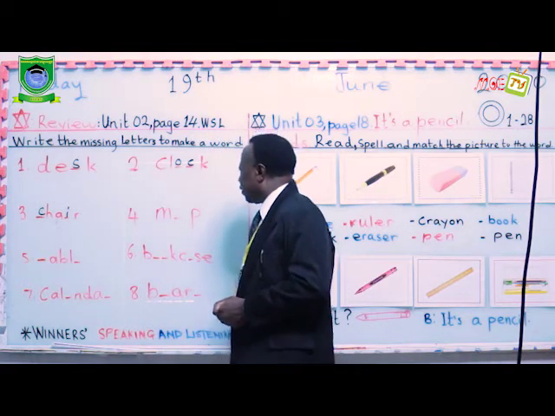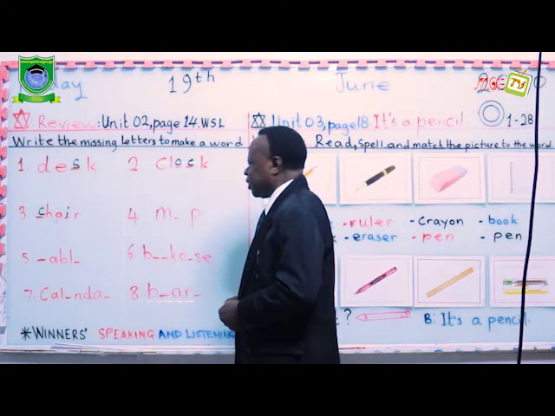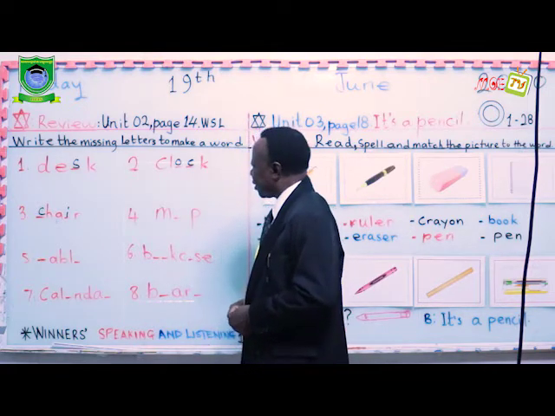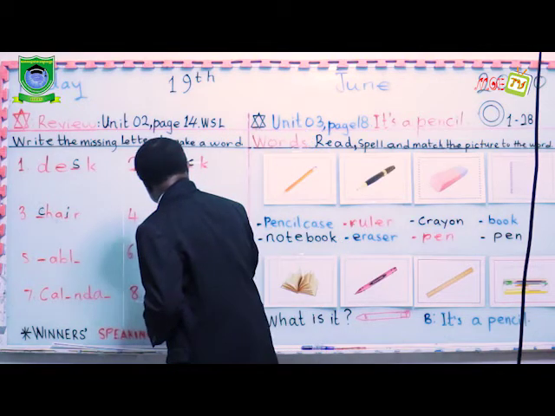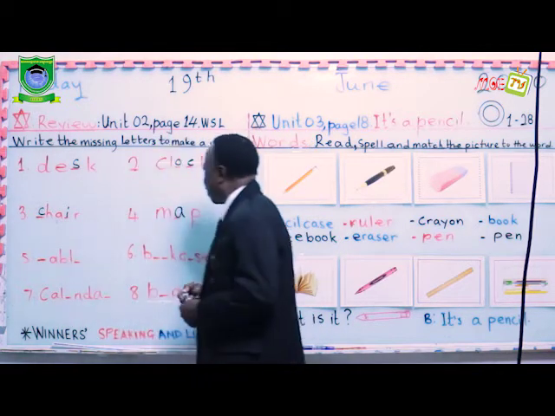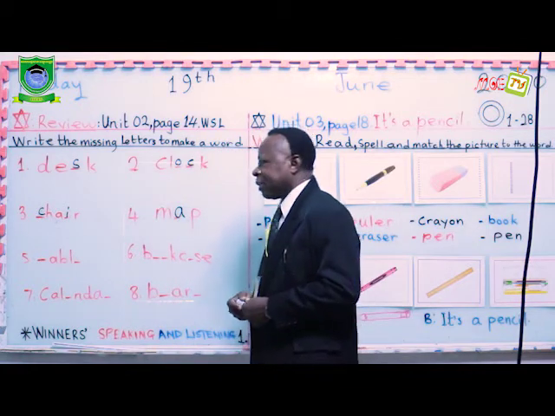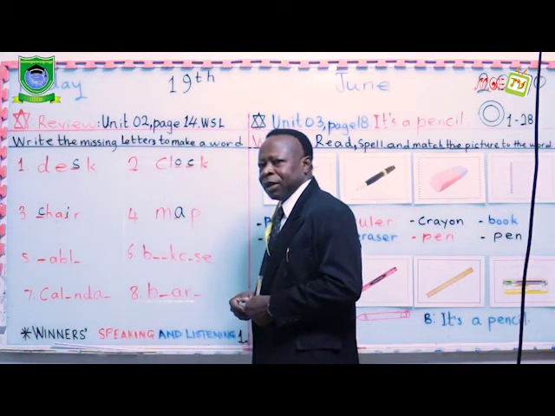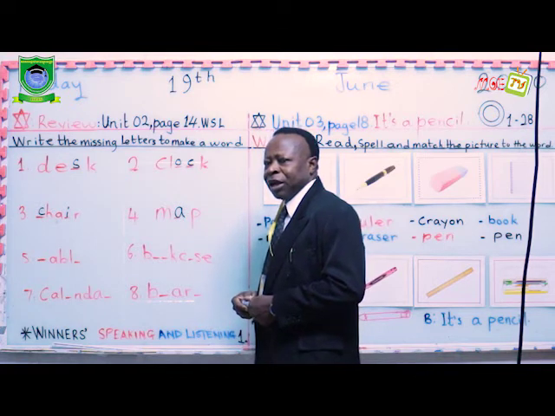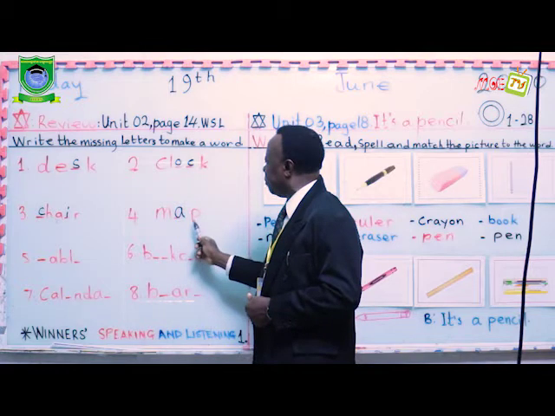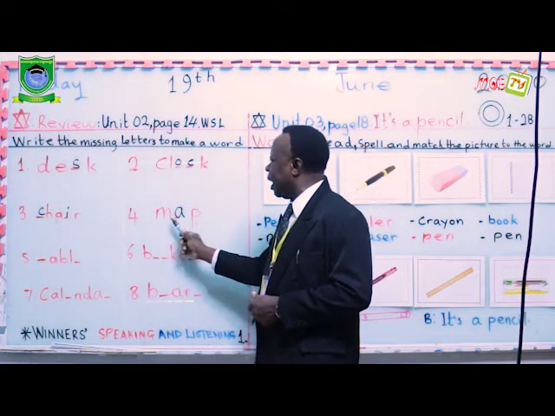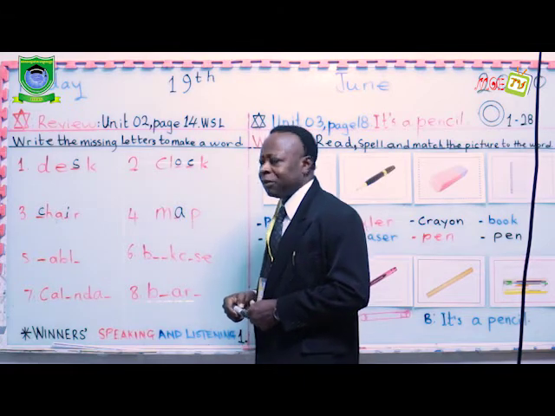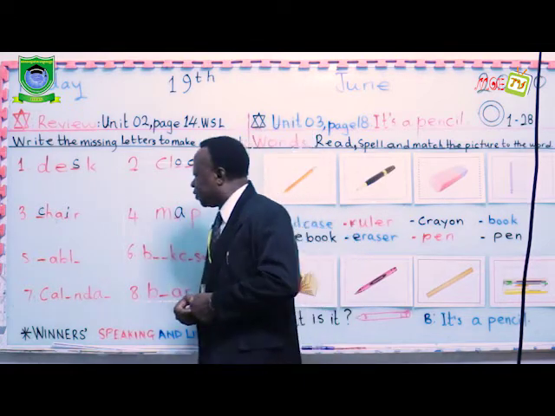Number four. Bolin, can you tell me the missing letter? Letter A, very good. So I'll write letter A here. The whole class, how to pronounce the word together? Map. Map. How to spell together with me? M-A-P. M-A-P. Map. Well done. Let's move on to number five.